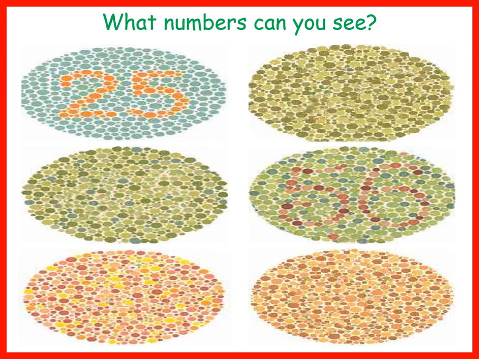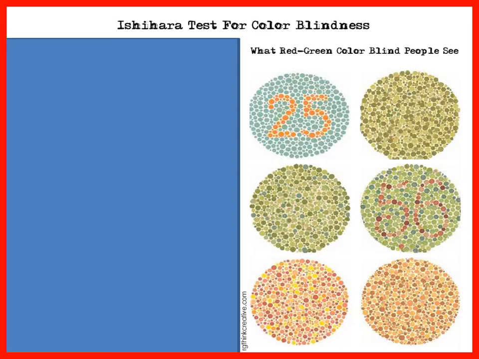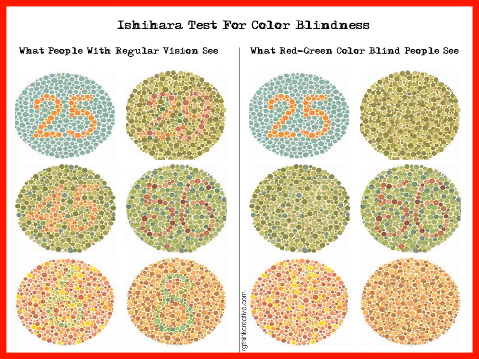So if you looked at sex-linked genetic disorders, you'd have learned from GCSE that one type of sex-linked genetic disorder is colorblindness. So an example here, these are what red-green colorblind people see, and they can't see some of the colors, but a person with regular vision can see colors when we looked at red-green colorblindness.